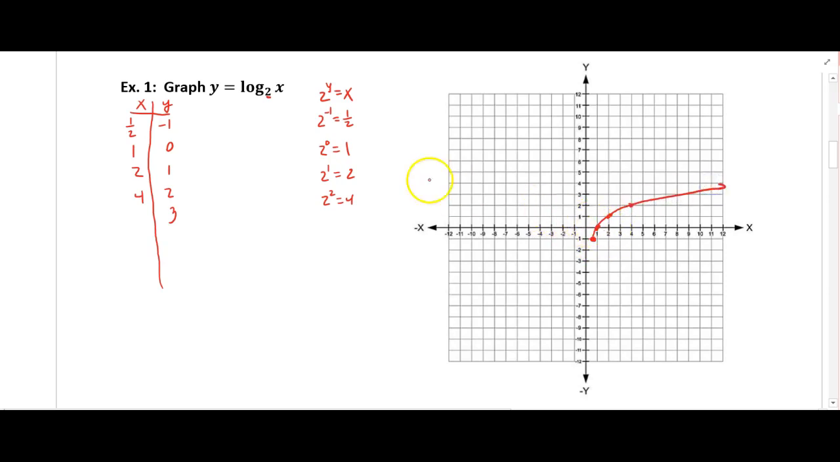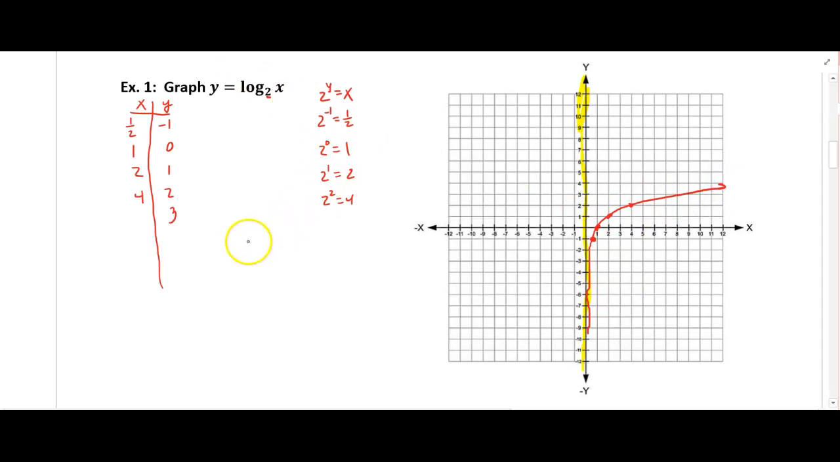Now, the one thing I want to bring to your attention is that when this graph continues down here, it gets real close to the y-axis, but it's never going to cross. What we say is that the y-axis acts as a vertical asymptote. And this is what the graph of your logarithmic function would look like.